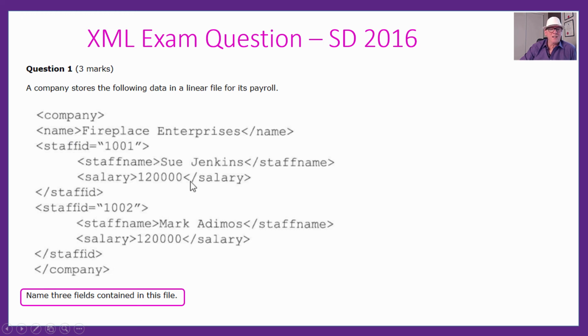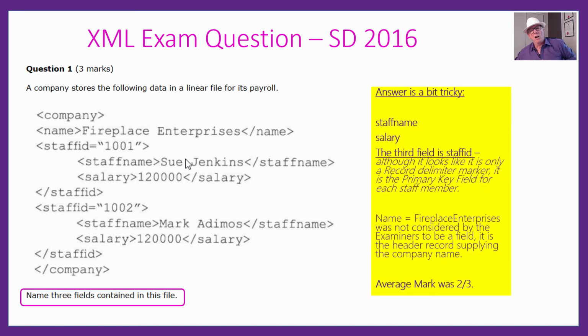The name, Sue Jenkins, yes, these are definitely fields. So staff name and salary here are both definitely fields. So we've got 2 of them. It's just a bit iffy about the third one. Are we going to use staff ID or are we going to use this name thing? And this is where students had problems on the exam.